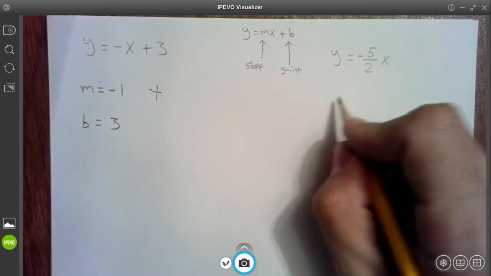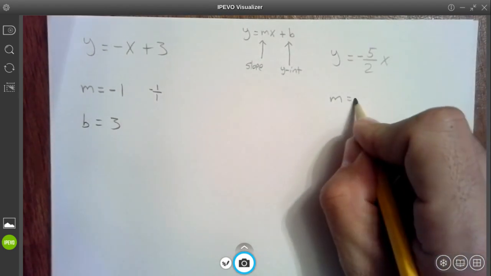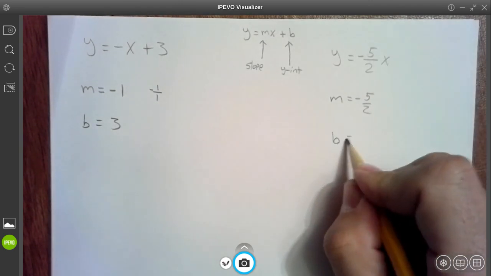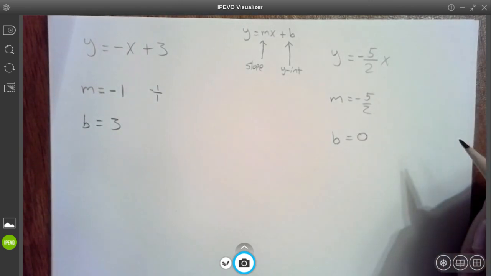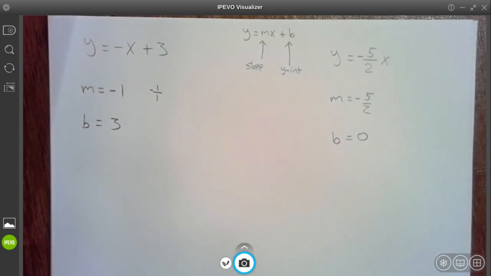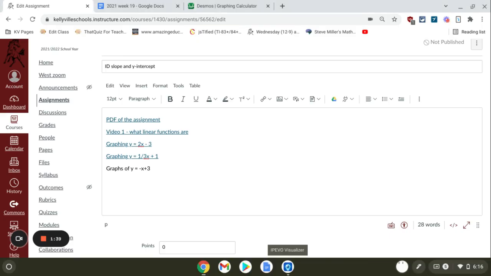For this one, my slope is just negative 5 over 2, and my y-intercept is 0. It's like a plus 0 right there. Let's go over to Desmos so you can see what the graphs of these two look like.